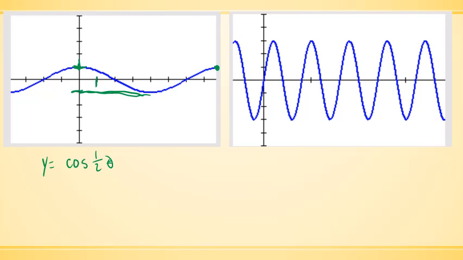So if I look at that, now we figured the period was 720. Well, that's 90, that's 180, that's 270, 360, 450, 540, 630, and right there is 720. And we see that the period, or that cycle, in this cosine 1/2 theta is 720.